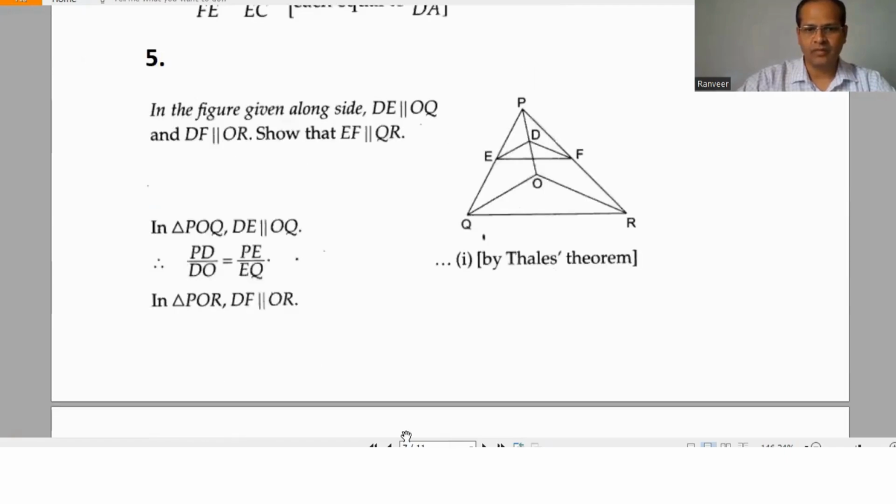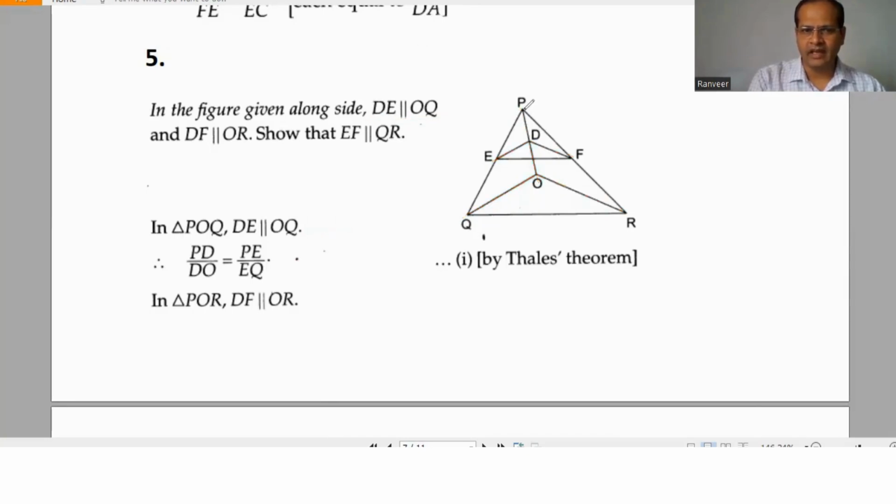Now question number 5. In the given figure, DE is parallel to OQ, and DF is parallel to OR. If this is parallel, then we can take the triangle POQ. So DE is parallel to OQ. Based on that, we can write PD by DO equal to PE by EQ. This is the first, the Thales theorem.